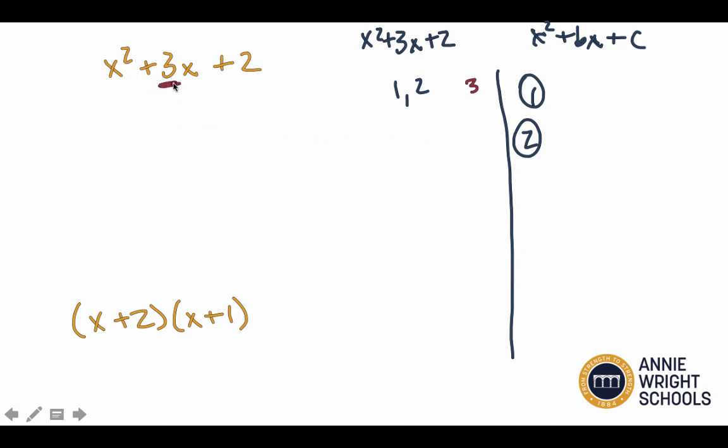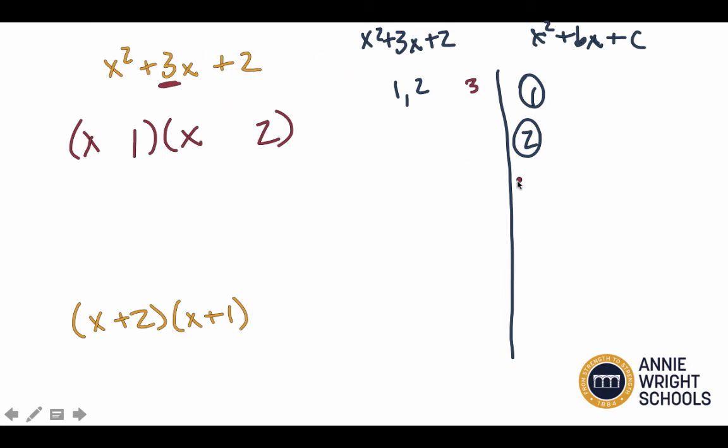If I get the middle number, then what I know is that this quadratic will factor. And the way it will factor is I will write an x times x here. That's how I'm going to get an x squared. I'm going to put a 2 and a 1 here because that's how I'm going to get a 2.